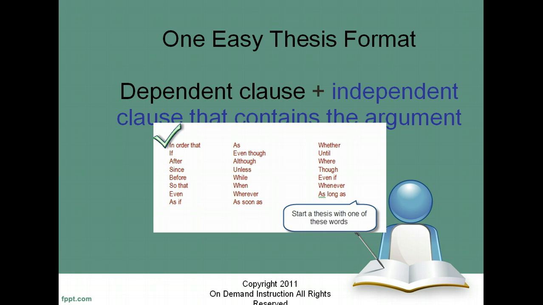Take a closer look at this format. You start your thesis statement with a dependent clause and end with an independent clause. Imagine your thesis with one of the listed words to get started: before, although, since, after, even, as, unless, while, when, or until. The easiest way to start a thesis statement is to begin with the word although.